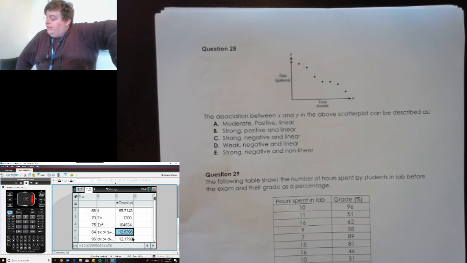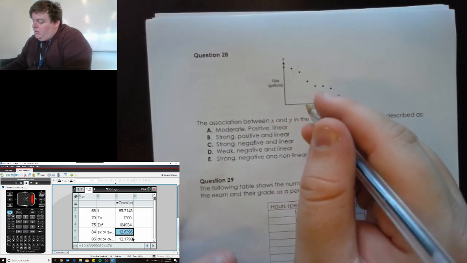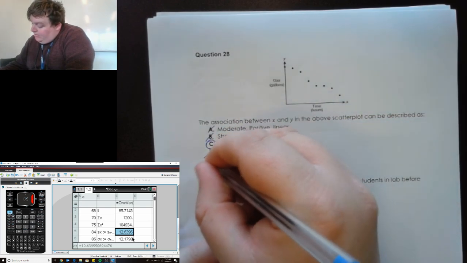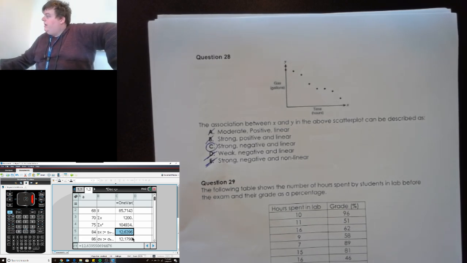The association between x and y in the scatter plot can be described as, well, that looks negative to me because it's going downwards, right? So it's going in a negative direction, first of all. And I would say that's pretty strong because it's staying fairly consistent. So I would say that's a strong negative linear association. It's not positive, so you can rule them out. It's strong, it's not weak, and it's definitely linear. Non-linear has to be all over the place to be considered that. Okay, next question.